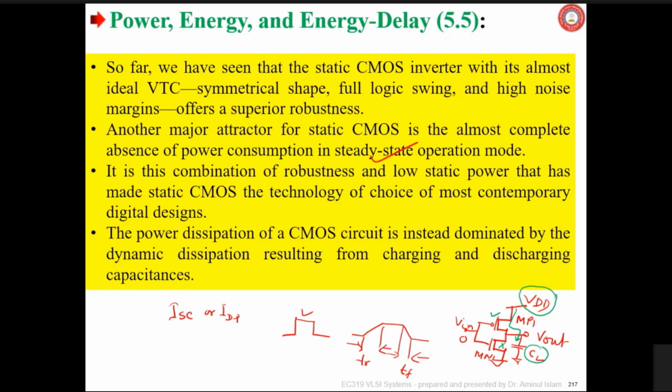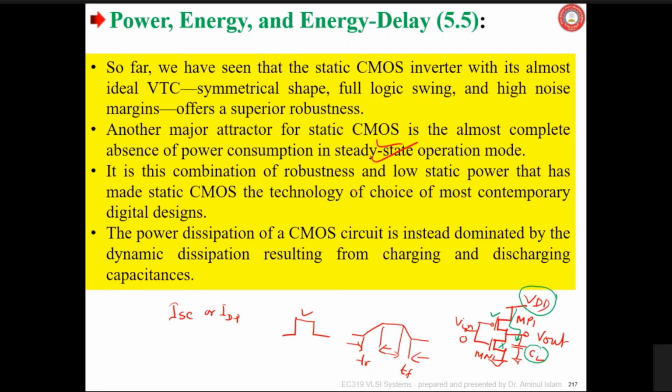Unlike pseudo-NMOS logic, isn't it? Static power dissipation: static condition means what? Static power dissipation or steady state operation, what do you mean by that? Input is held high and remaining high, or input is held low and remaining low. Consider the case of an inverter only. During this steady state condition of inputs, output is not going to make any transition. Output not making a transition means your CL is not going to get charged or discharged.